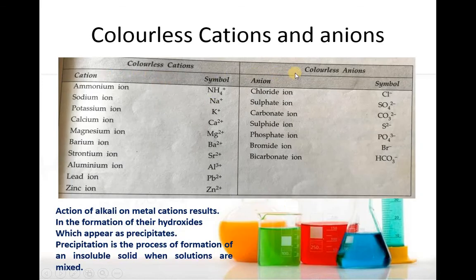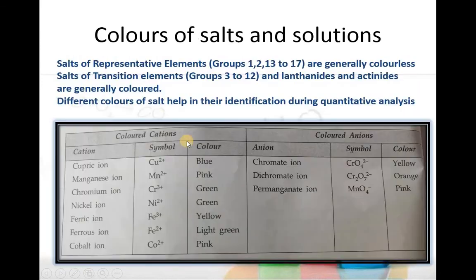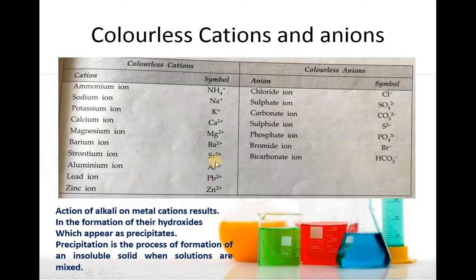These are the colorless cations and anions, as I told you. For representative elements, group 1, 2, 13 to 17, generally colorless. There are some like lead, zinc, these are also colorless, and anions also. Action of alkali on metal cations results in the formation of their hydroxides, which appear as precipitates. Now, precipitation is the process of formation of an insoluble solid when solutions are mixed.